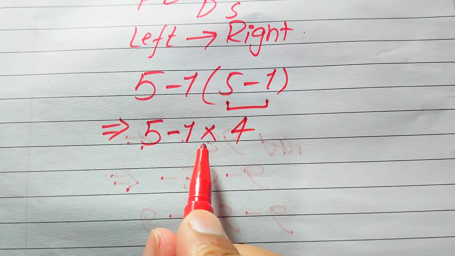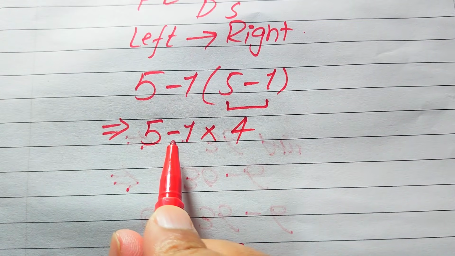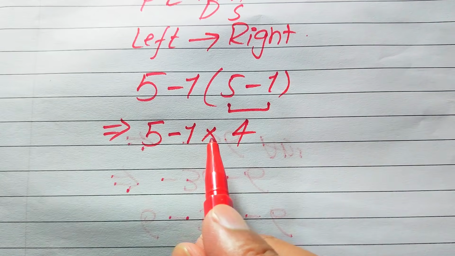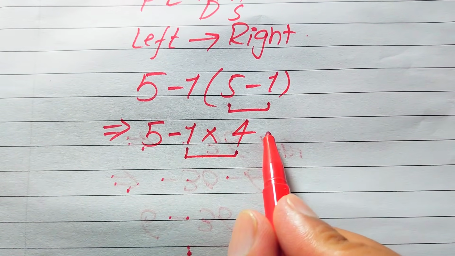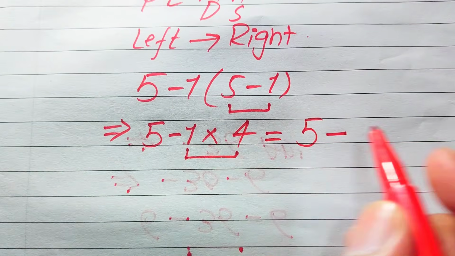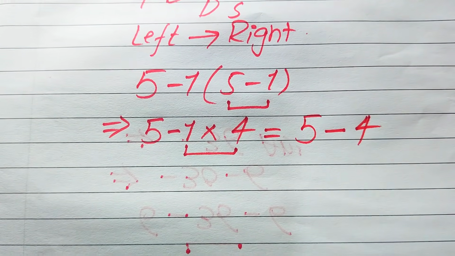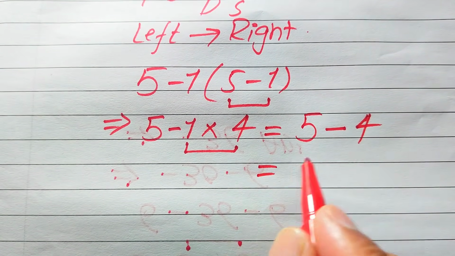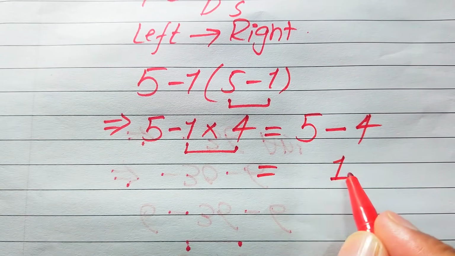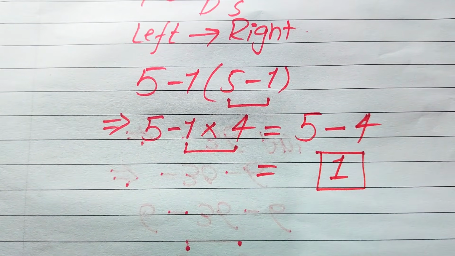And now you see that we have two operations, multiplication and subtraction, and here we give the first priority to multiplication. It means that we first solve the multiplication term, and we have 5 minus 1 times 4 becomes here 4. And now we just subtract these two values. 5 minus 4 becomes here 1. So this is our final answer of this question.